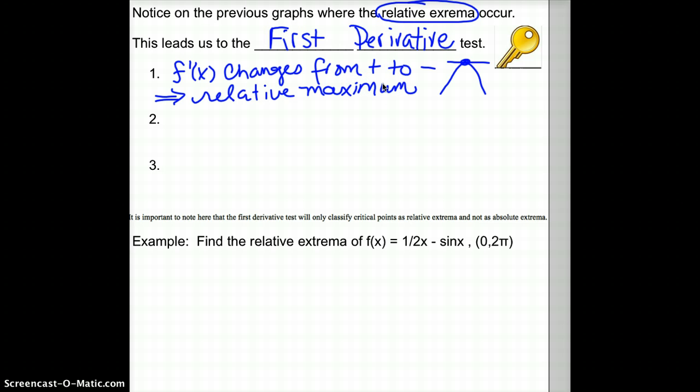And in order to figure out what that value is, we're looking at the critical point where the derivative is equal to 0, and we're testing to the left and to the right. And if it goes from positive to negative, we know we maxed out.